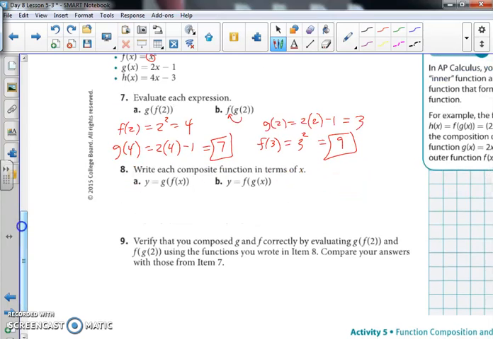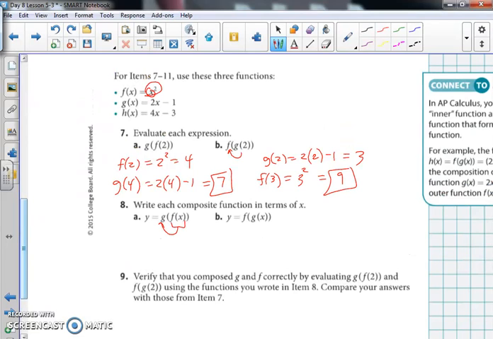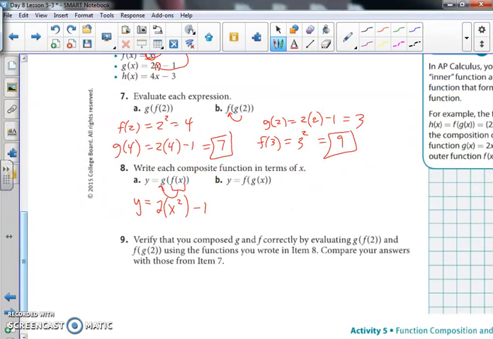So for 8a, to set this up, since f of x is your innermost function, you're going to take f of x and plug it inside of g. So you take this entire equation and plug it in there. It's going to be y equals, because that's what the equation says. When we make that substitution, it looks like this: 2 times x squared minus 1. So that simplifies to 2x squared minus 1. That's the new equation that you end up with.